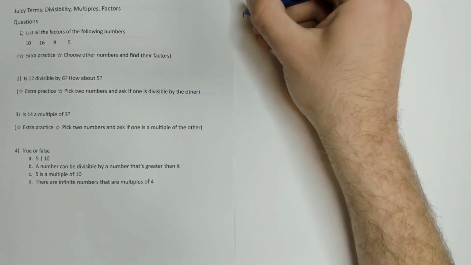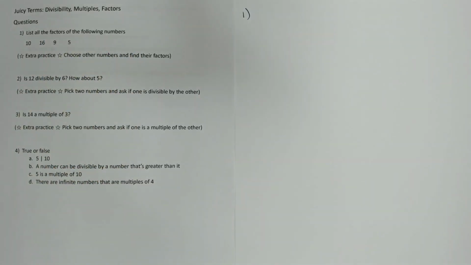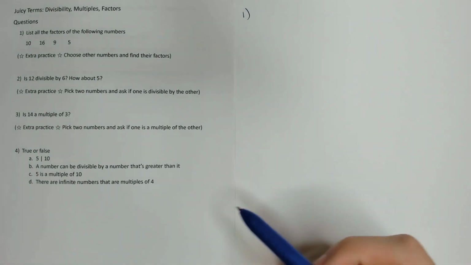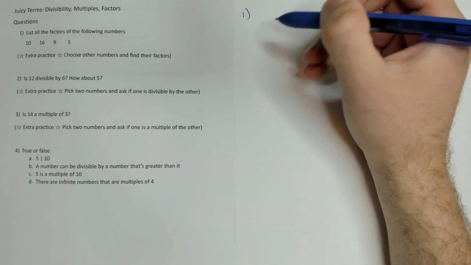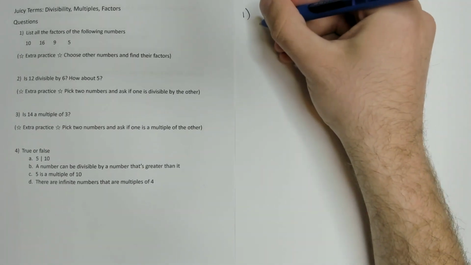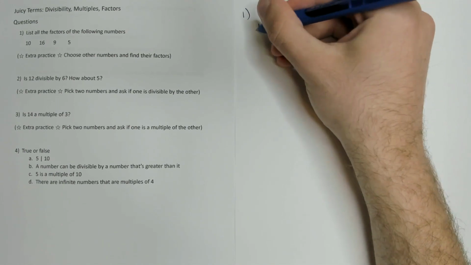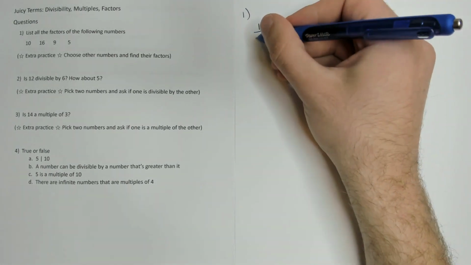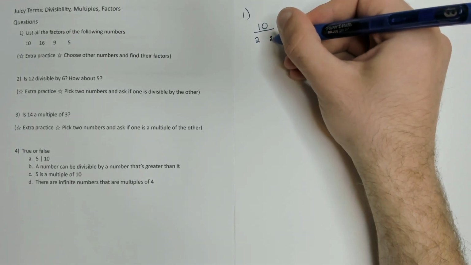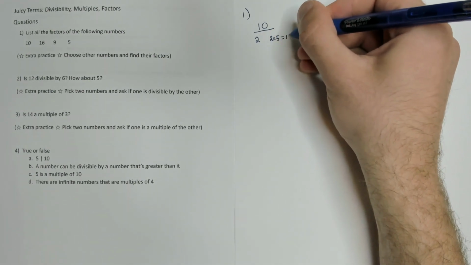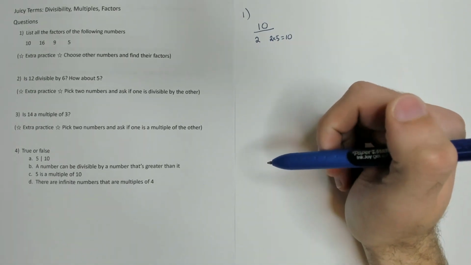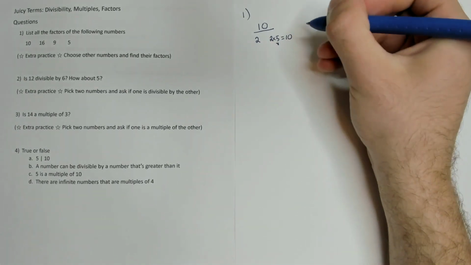Alrighty. Question 1 says list all the factors of the following numbers. So first of all, we need to recall what a factor is. A factor of a number is a whole number that'll go into it, or that'll multiply into it. For example, if we look at the first one here, a factor of 10 would be 2, since 2 times 5, right? So 2 times another whole number gives us 10. So we know that 2 is a factor of 10. And similarly, we can get that 5 is a factor of 10.